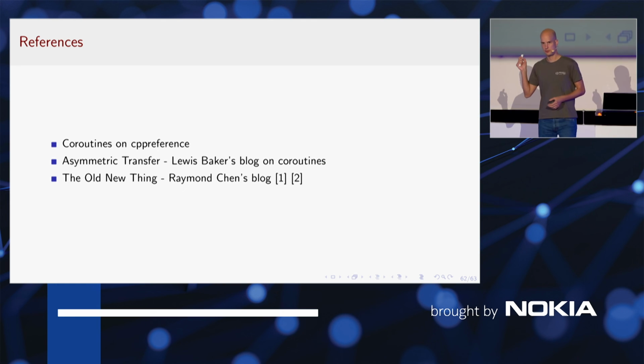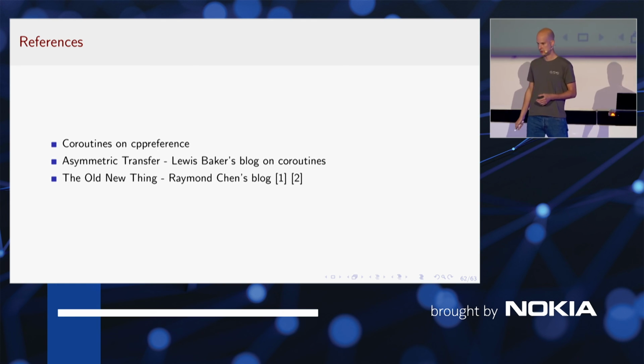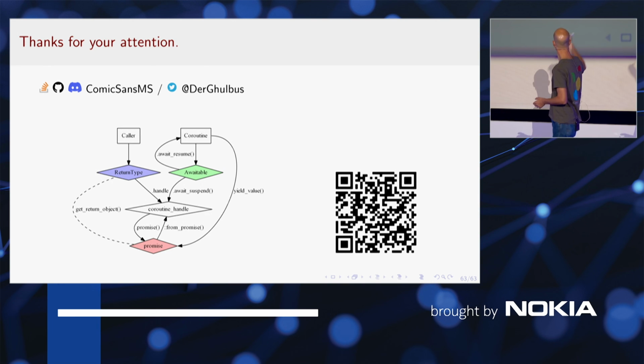Here are some references for you if you want to read more. And here you will find a QR code to a PDF that contains all of the parts of the cheat sheet on a simple A4 diagram that you can print out and put on your desk.